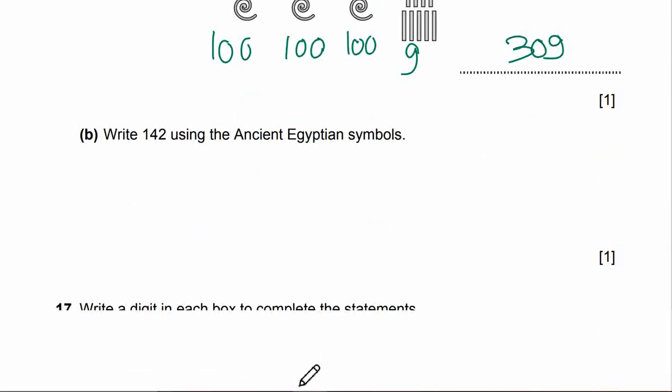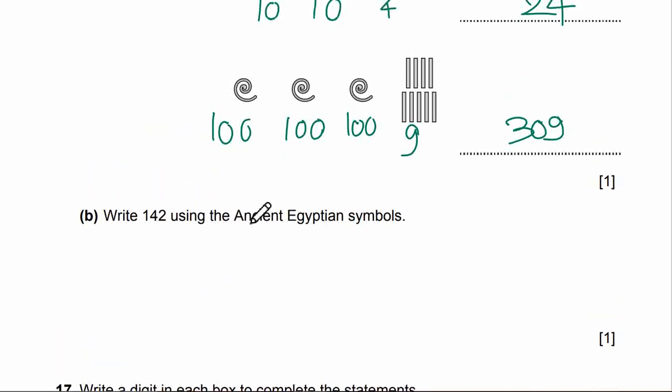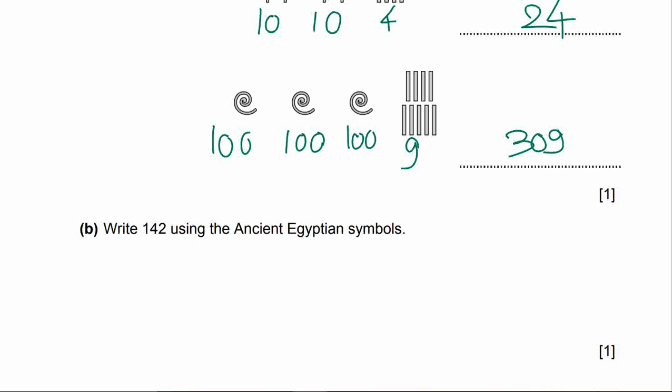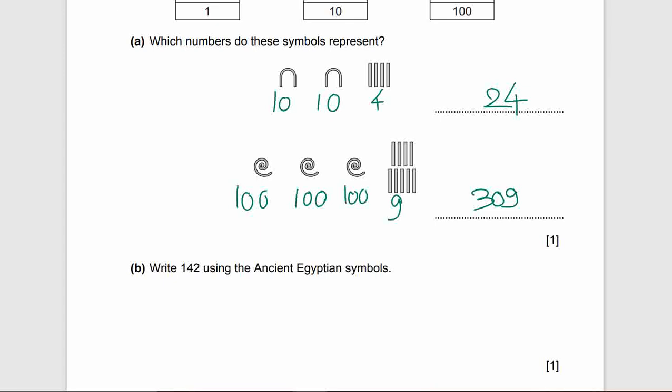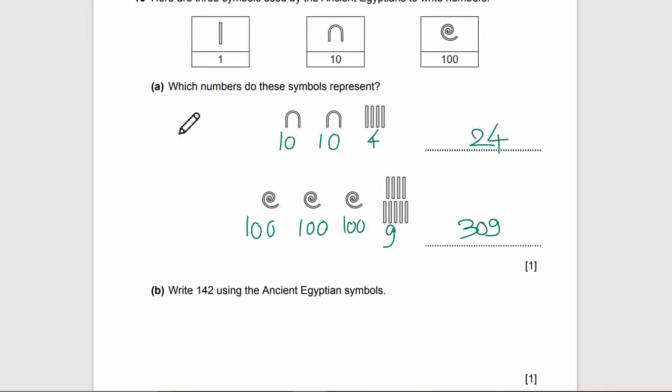And let's see, write 142 using the ancient Egyptian code. 100 will be 1 symbol, and 40 will be 4 of the N shapes: 10, 20, 30, 40, and 2 will be 2 sticks. So it will be like this, 142.